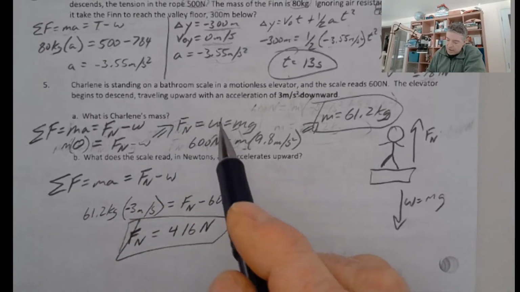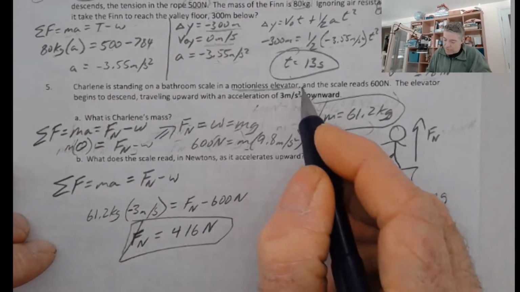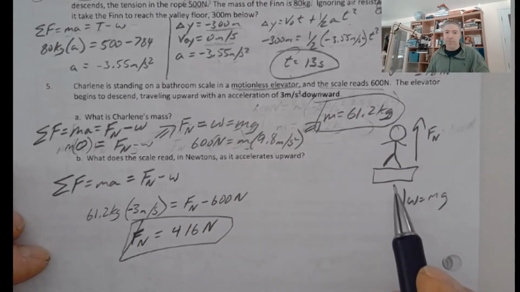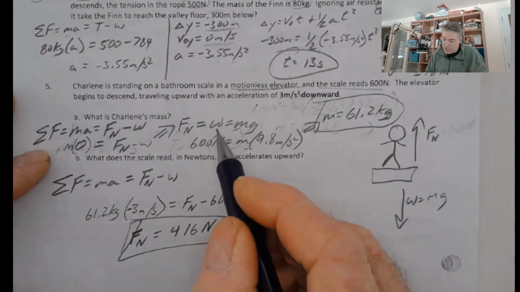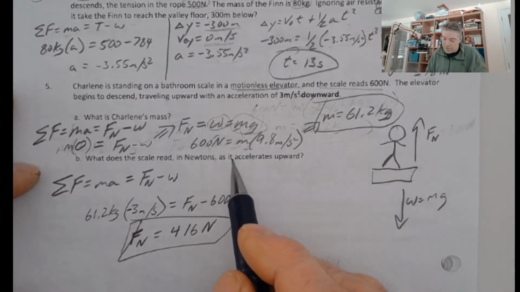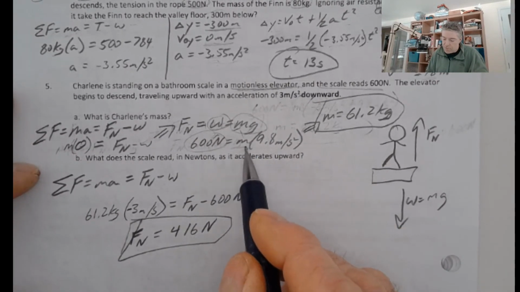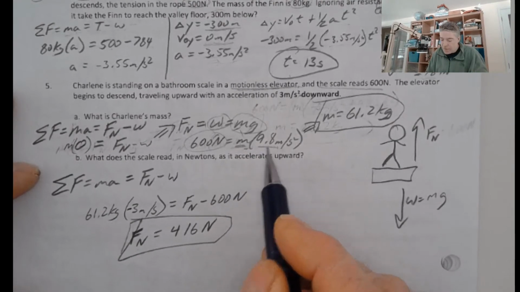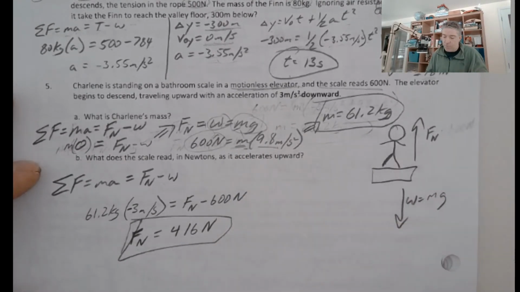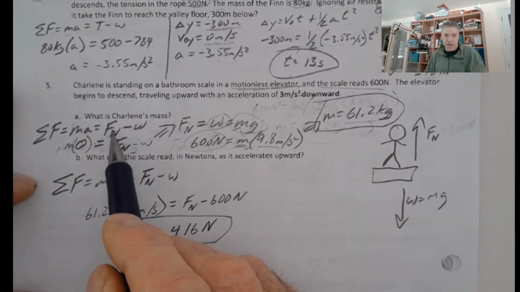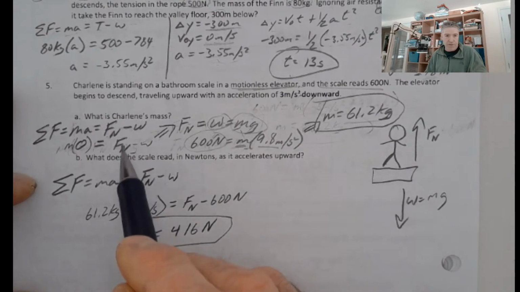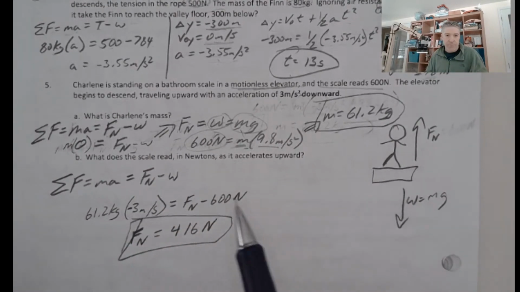So there's Charlene. She's standing in a motionless elevator and the scale reads 600 newtons. So that just tells us her weight is 600 newtons. And I could just say weight equals mass times gravity. 600 newtons equals what mass times 9.8. Solve for mass, I get 61.2. I kind of wrote out some MA equals sum of the forces and arrived at the same thing here.